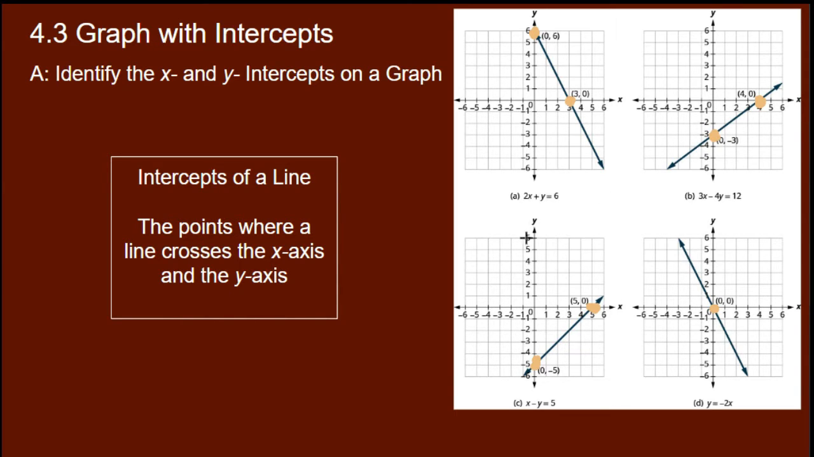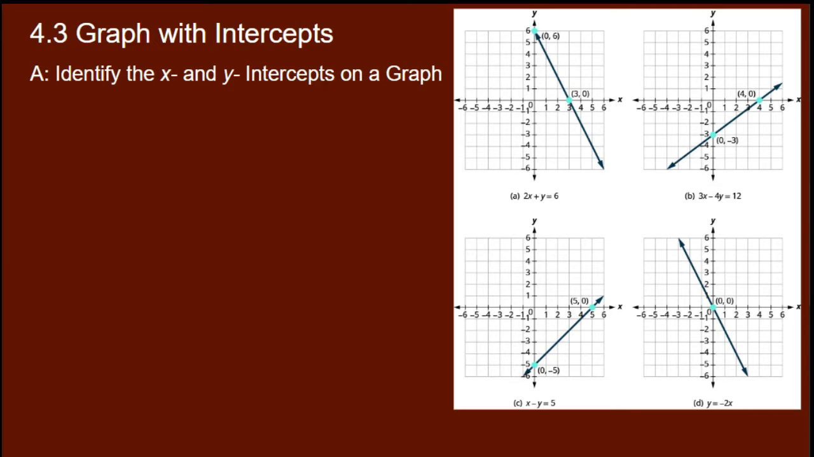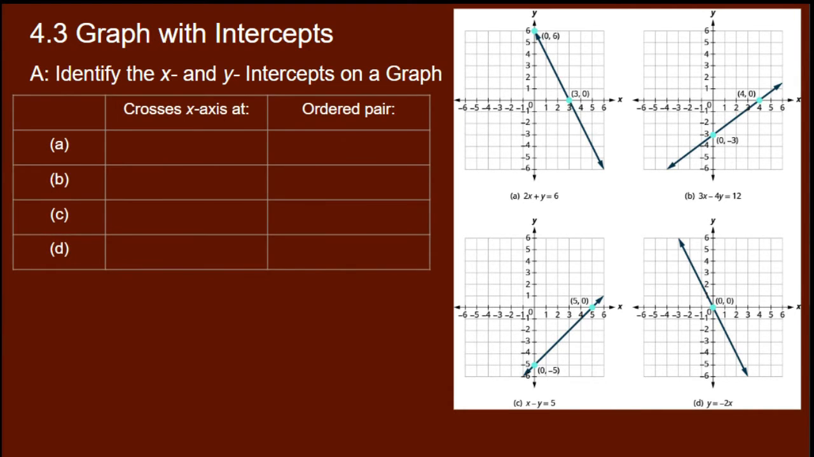So those are the intercepts of the line. Each line will have 2 intercepts as long as it is not a vertical line. Any other line will have 2 intercepts. So let's go ahead and practice identifying them. We're going to use these same graphs that we just used, and I'm going to show you how to do it with a table.